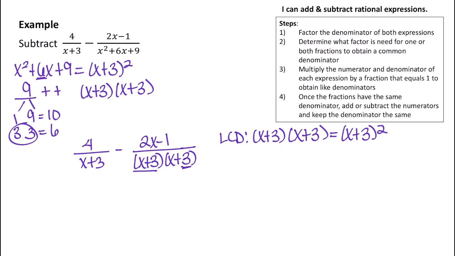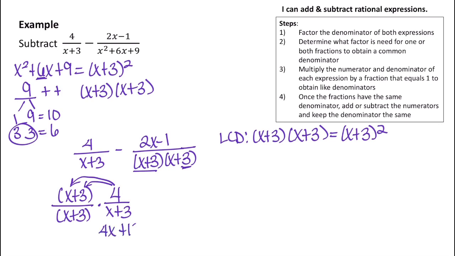So we're going to do some multiplication now to get the common denominator. So I'm going to multiply that first fraction by (x + 3) over (x + 3). And so that is times 4 over (x + 3). So all that's going to do is that 4 is going to distribute to every term there. So that gives me (4x + 12) over (x + 3) squared. Well, look at that. My second fraction already has the common denominator, so I don't need to change anything. So that's going to be (2x - 1) over (x + 3) squared.